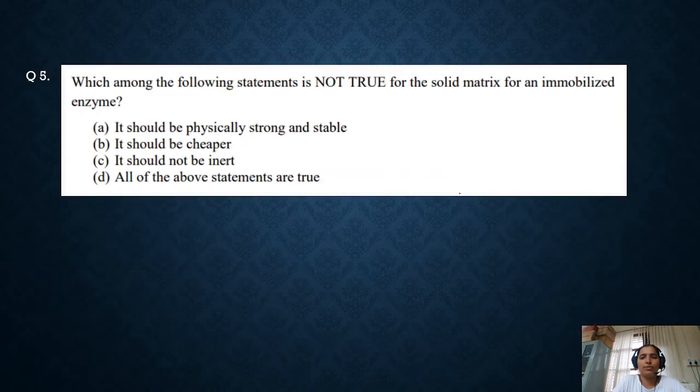Now let's come to the next question. Which among the following statements is not true for the solid matrix for an immobilized enzyme?